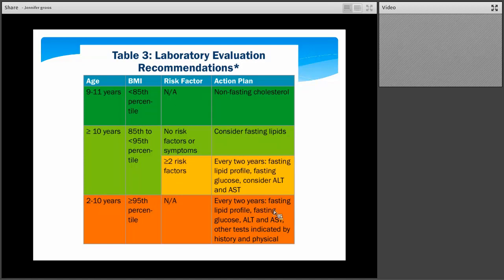And if they're over 10 years old and their BMI is in that overweight category and they have greater than 2 risk factors, the recommendation is that every 2 years we screen these children for comorbidities with a fasting lipid profile, fasting glucose, and then we consider an ALT or AST. And most recently, the North American Society for Gastroenterology recommended regular screening of children with obesity for non-alcoholic fatty liver disease with an ALT.